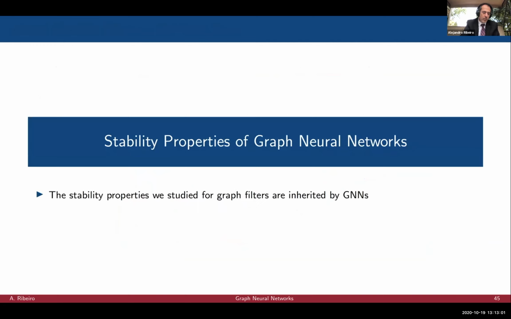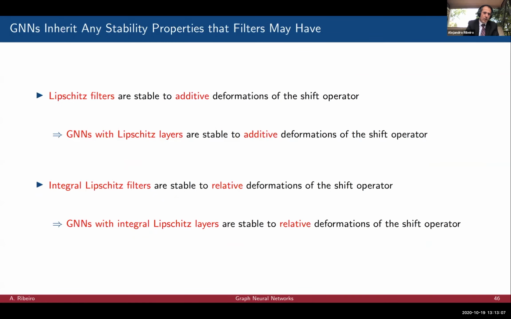I'm going to talk a little more about these stability trade-offs, but before I do that, I need to tell you about the stability properties of graph neural networks, because both of these theorems apply to filters. They do not apply to graph neural networks. But it's not difficult to see that GNNs will inherit the stability properties of the filters, by which I mean that if you use Lipschitz filters and additive deformations, GNNs with Lipschitz layers are going to inherit the stability of the filters to additive deformations.